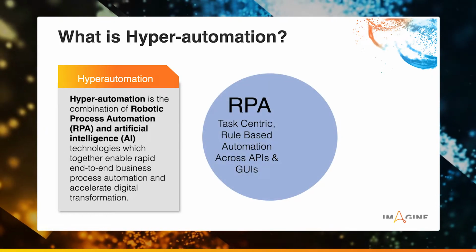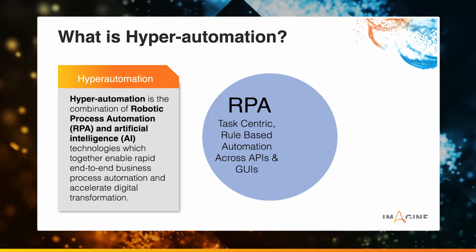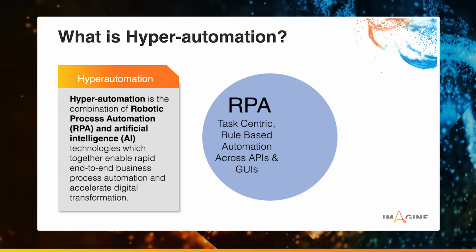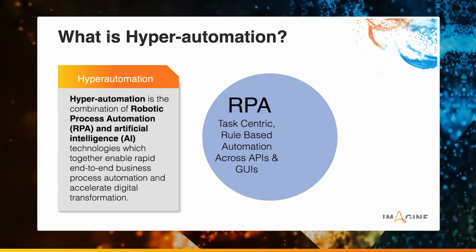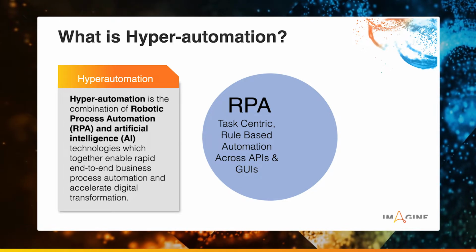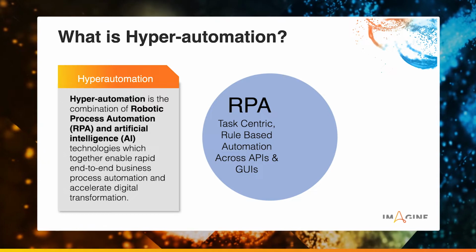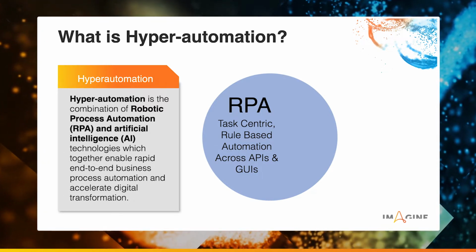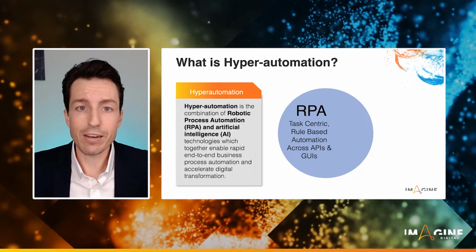So in our Venn diagram, on the left-hand side, we have RPA. And I would say that RPA is task-centric, rule-based automation across GUIs and APIs. So what does that mean? Well, RPA really fits in the space between a graphical user interface, that's me clicking and entering data on a thick client application or on a website, and the space of entering data into an API. So API is an application programming interface. And that's how I can interface with the back end of many applications.